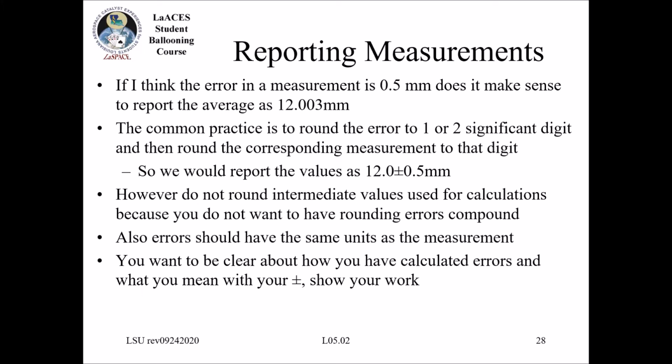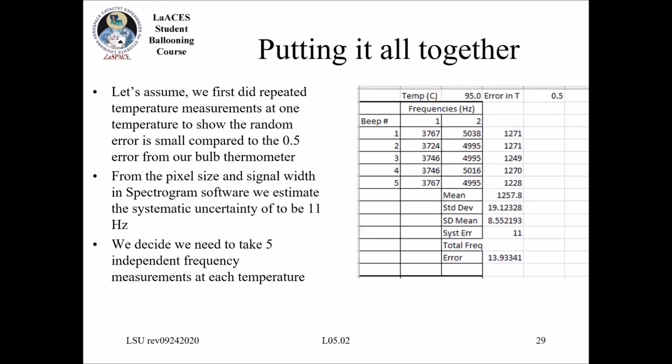And you want to show how you've calculated this error is what you mean by that plus or minus. So you want to be explicit with your equations and show your work, just like you would in any other science application. So functionally, how do you put all of this together and use it on your data that you have hopefully collected from your SkeeterSat?